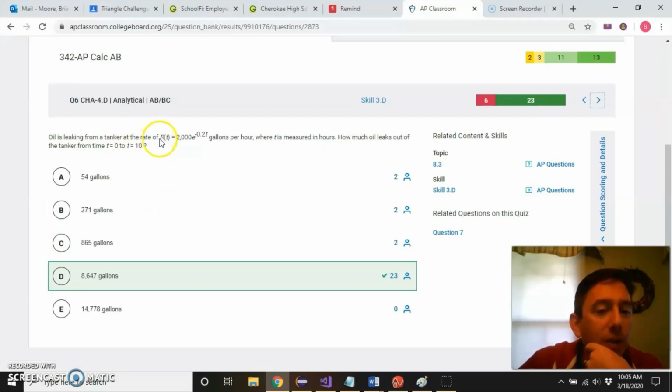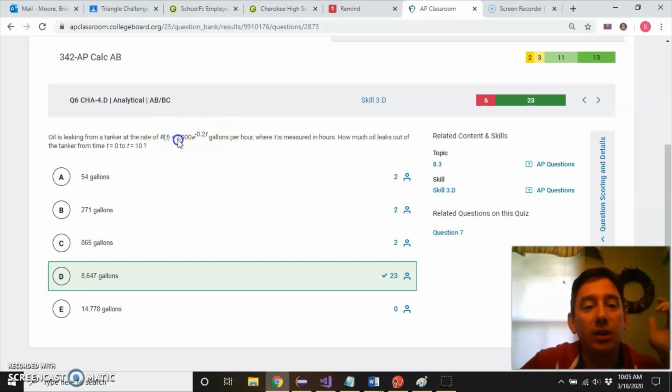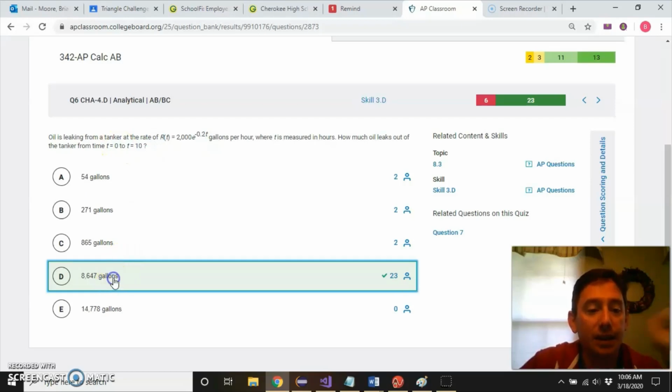We have a rate function. We've got oil leaking from a tanker at this crazy rate in gallons per hour, and we want to know how many actual gallons leaked out of the tank between 0 and 10. So if that's your rate function, which gives you gallons per hour, the integral of gallons per hour is going to be actual just gallons. So you want to integrate that function between 0 and 10, and I'm assuming that'll give us 8647.